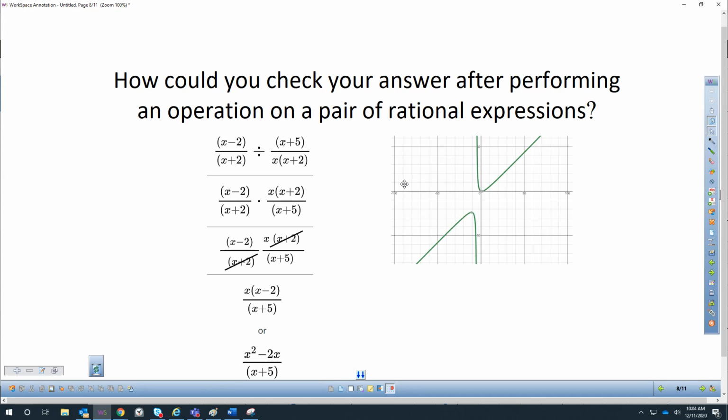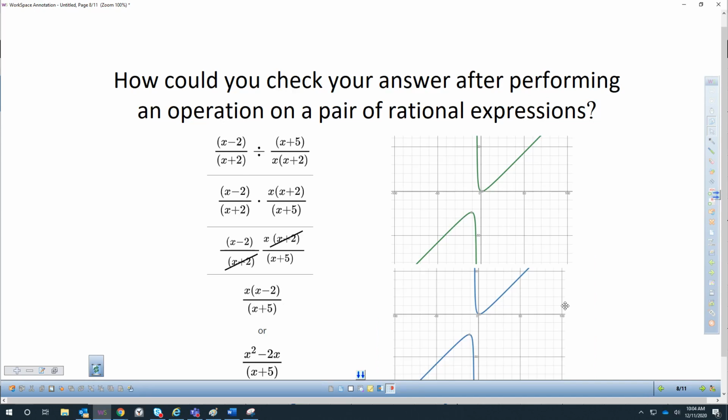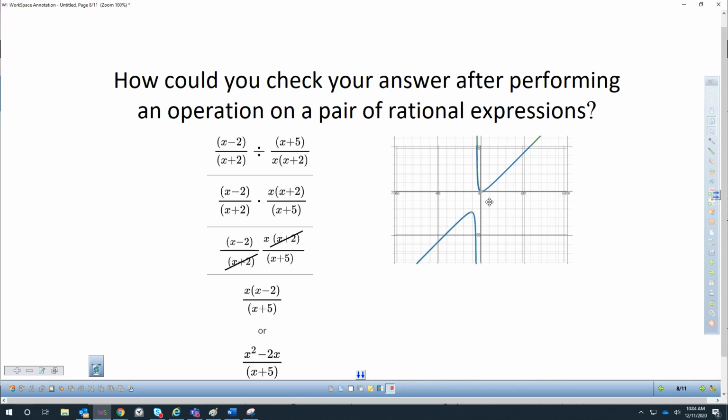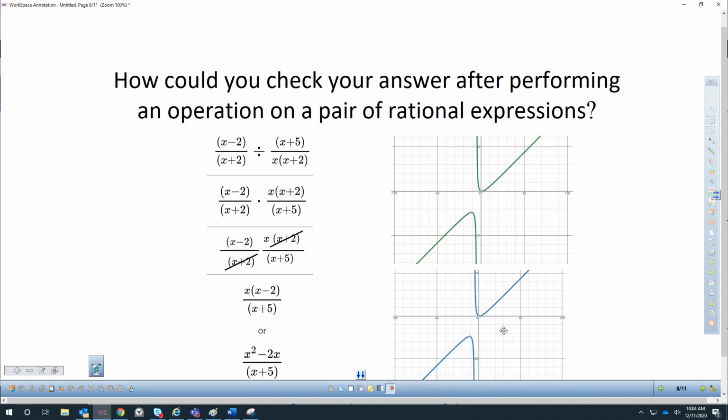So here I went ahead and graphed this top equation here, and I got this. And then I graphed this here, and I got this. And you can see they are the same. This is obviously easier to do when they're on the same graphing screen, but you can see that they are in fact equal. So that means that these two things are equivalent expressions.